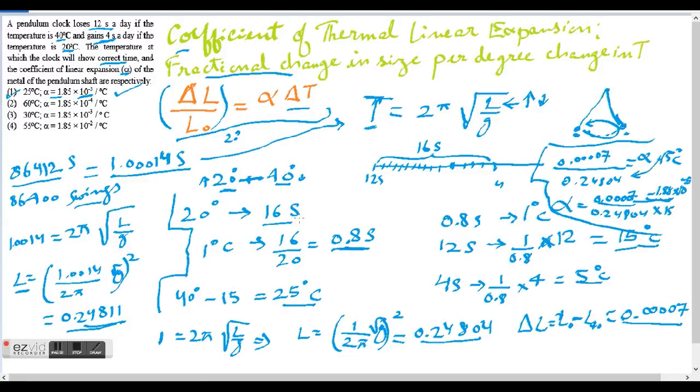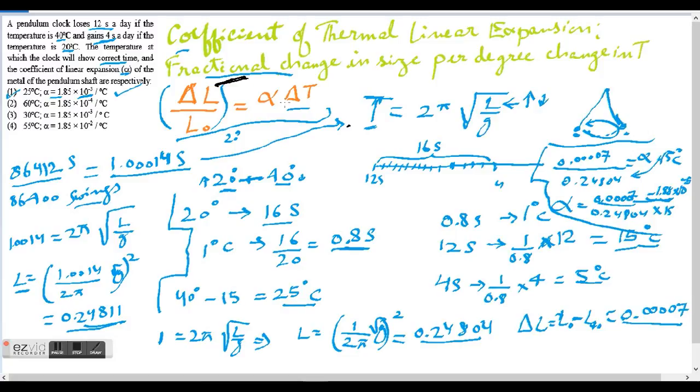Let's see what is the coefficient of thermal linear expansion. It's the fractional change in size per degree change in temperature. So what we consider is the fractional change. Fractional change is delta L upon L naught, which is equal to alpha times delta T, where alpha is the coefficient of thermal linear expansion.